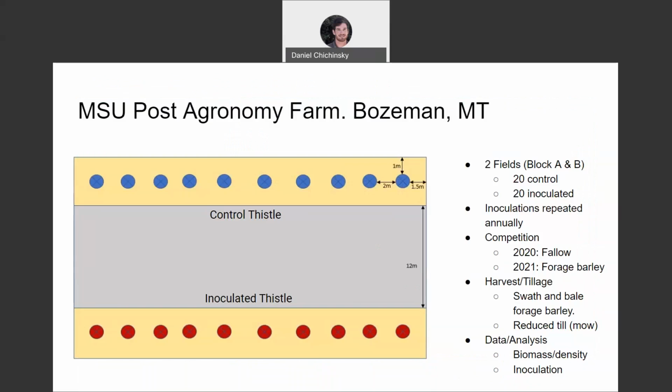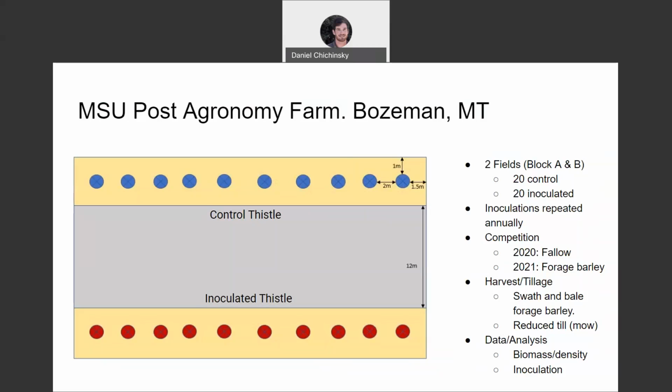Okay, this image shows the setup of our field experiment at the Post Agronomy Farm in Bozeman. We have 2 fields. In each field, we planted thistle rhizome. There's a total of 20 control thistle and 20 inoculated thistle. The plan is to re-inoculate every year by applying a teleospore powder to thistle rosettes during fall climates. We will evaluate the effects of competition between inoculated and control thistle. In 2020, these fields were in fallow, and in 2021, we will seed forage barley as our competitive crop.